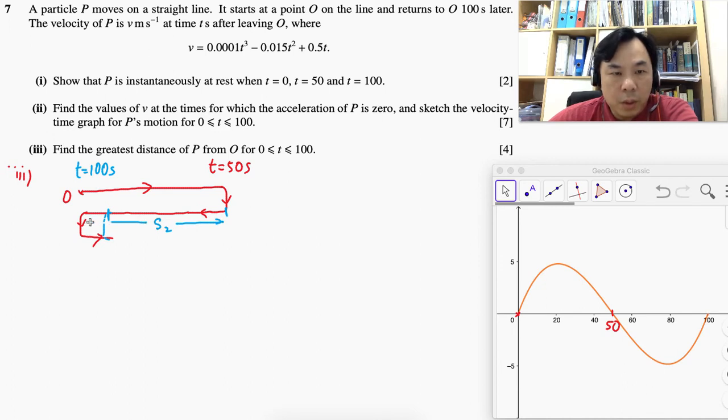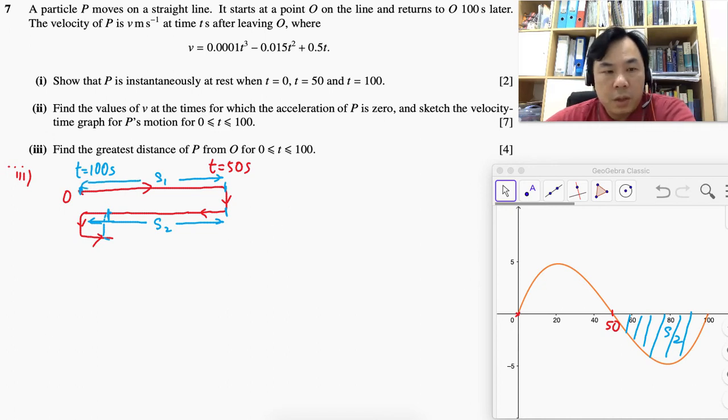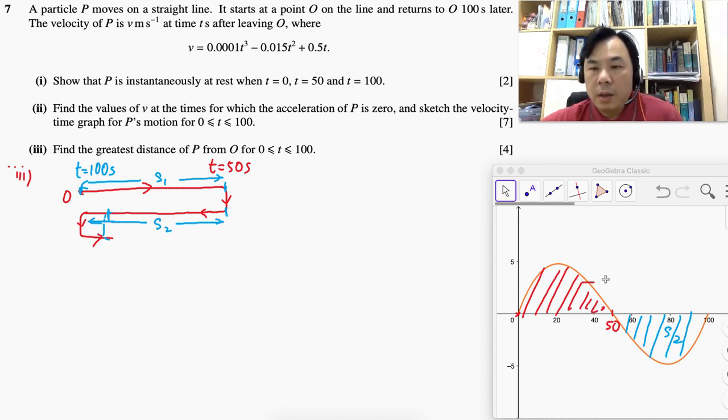So the distance travelled from here to here, for instance, the S2 here, or the S2 could be referring to this. Either one of these is actually given by this area here. So this is S2. And then the distance travelled from here to here is given by S1, which is this area. All right, so that is S1 here.